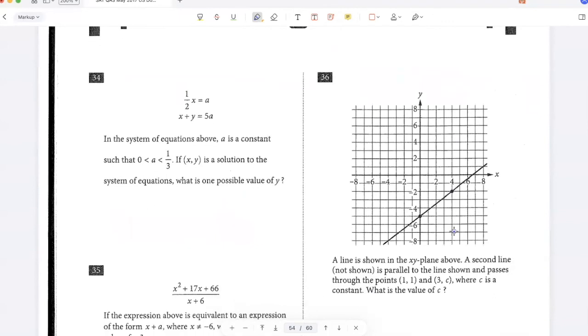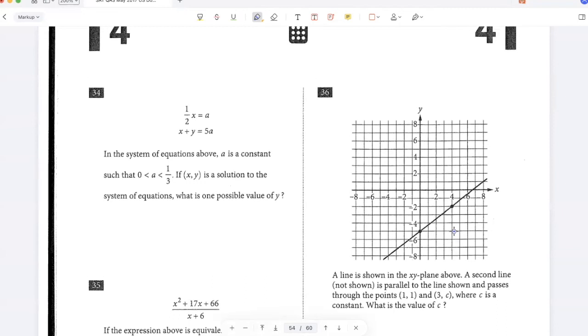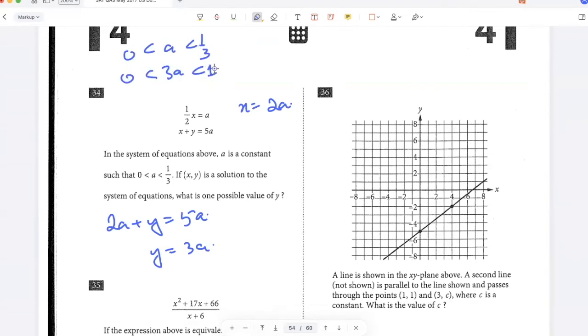In the system of equations above, A is a constant such that A lies between 0 and 1 by 3. If xy is a solution to the system, what is one possible value of y? Okay, so from the first equation, x is 2a. So if I put that in the second, 2a plus y is 5a. So y is 3a. So a lies between 0 and 1 by 3. So 3a will lie between 0 and 1. So y can be any value between 0 and 1. So let's say 0.5.